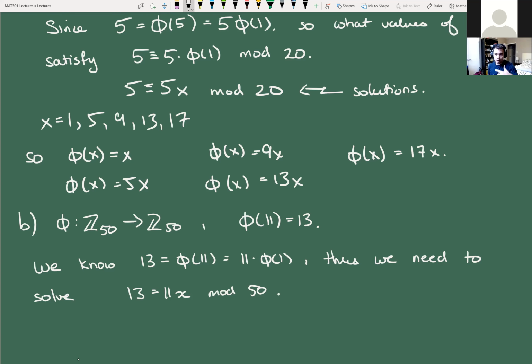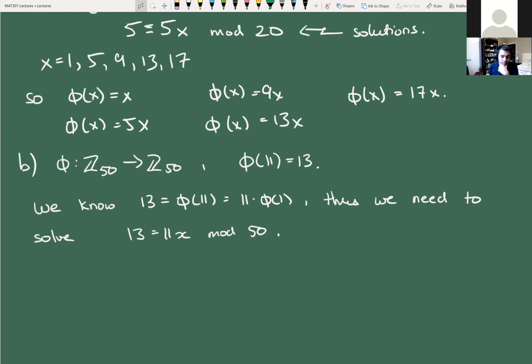And then I guess the bigger question is, why didn't this work in part A? Anyone know? Or actually, maybe let me write this a different way. Let me write this as 11x equals 13. It's the exact same equation, right? There's just a reason that I want to do it this way. Nobody sees it?